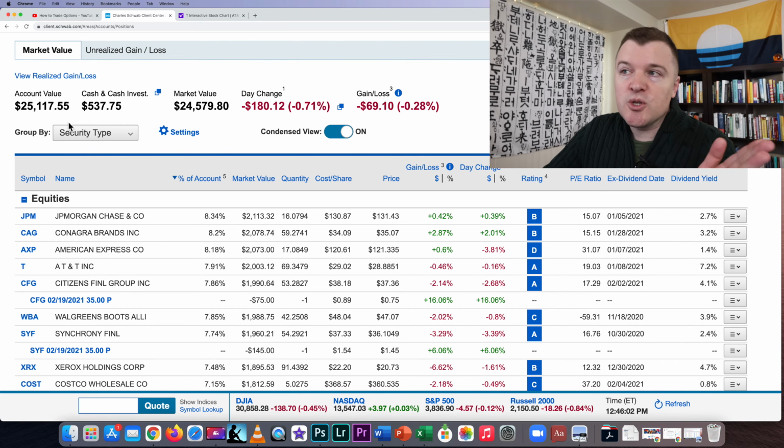First, on Charles Schwab at least, you'll notice it has account value, $25,117. That's what my brokerage account is valued at. Cash on hand, $537. When we sell the put contract, my account value won't change unless the value of the contract changes. However, I will be paid once I sell the contract. My uninvested cash will increase by the value of the contract I just sold.